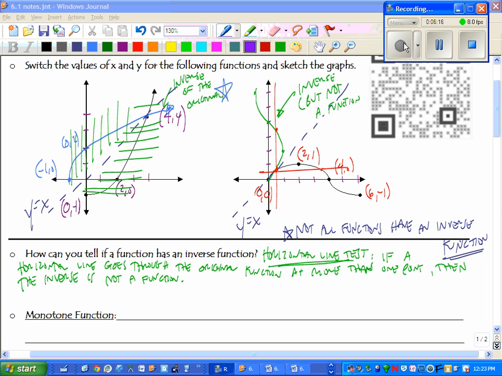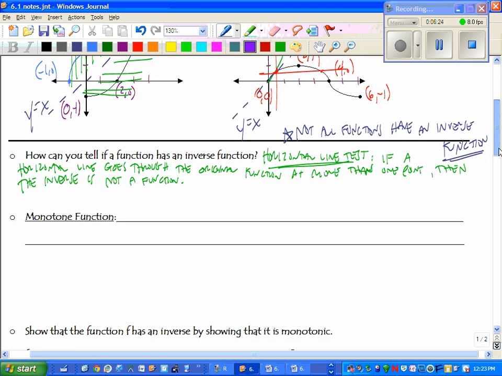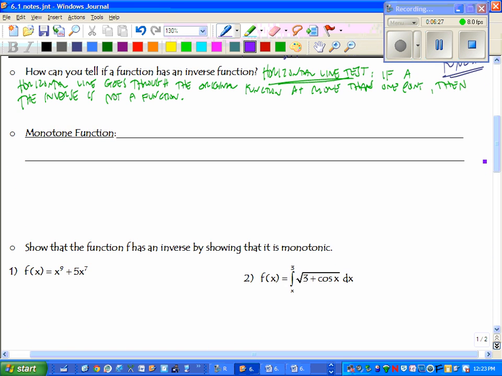Another way to use a little bit of calculus, let's say we don't have a graph of our function and we can't do a horizontal line test. Another way we can figure this out is to see if it's a monotone function. Monotone is just one tone, it's not changing. What it means here is that our function is either just increasing or just decreasing. Our graph is either going up to the right the whole time or going down to the right the whole time. It never changes direction.